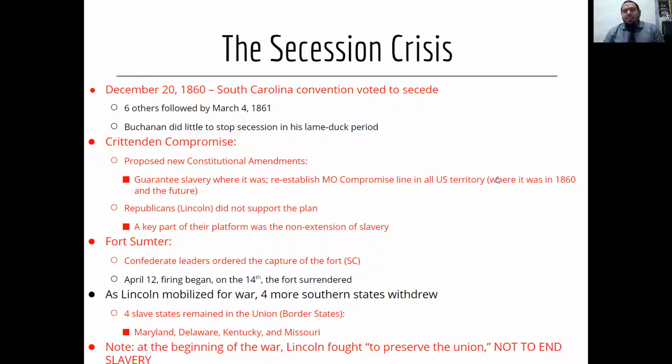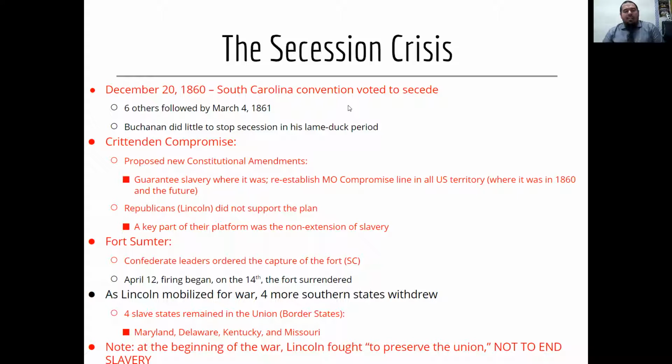You have Fort Sumter, which is kind of the kickoff of the Civil War, where Confederate leaders ordered the capture of the fort that is in South Carolina. April 12th, the firing began, and on the 14th, the fort surrendered. It was a siege. I believe one person died.